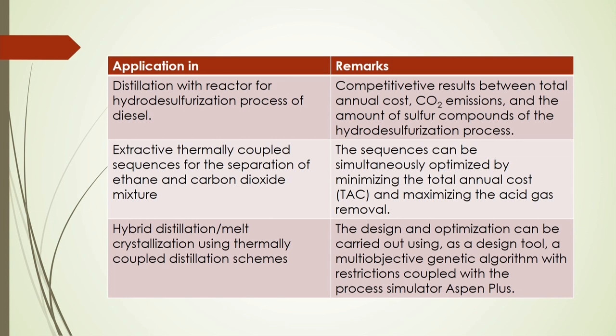Another important application is extractive thermally coupled sequences for the separation of ethane and carbon dioxide. In this case, the sequences can be simultaneously optimized by minimizing the total annual cost and maximizing the acid gas removal. It is very important to consider which sequences you are going to use in that particular extractive thermally coupled sequence for the separation of the ethane and carbon dioxide mixture, which should be optimized by minimizing the total annual cost and maximizing the acid gas removed.